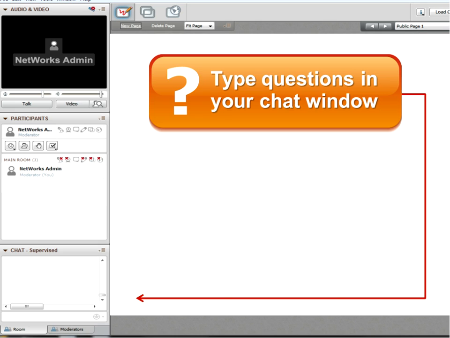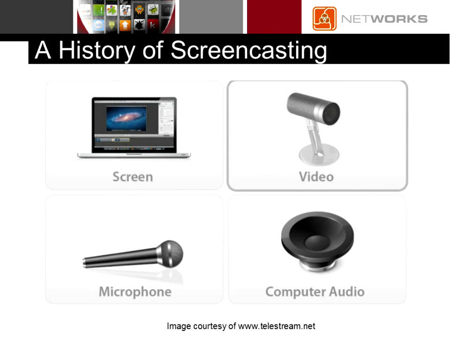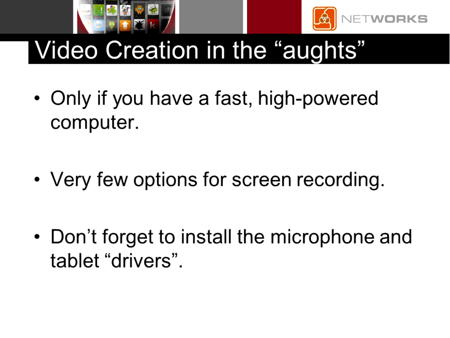So next slide. Okay, so I want to give a quick history of the whole screencasting that led to this flipped model. Video creation in the aughts, the first decade of this century, when I started this back at CSU, and even started it with some of the early pioneers in flipped classroom, you had to have a fast, powerful computer. There were very few options for screen recording. You had to buy some specialized software, and it was a real process.